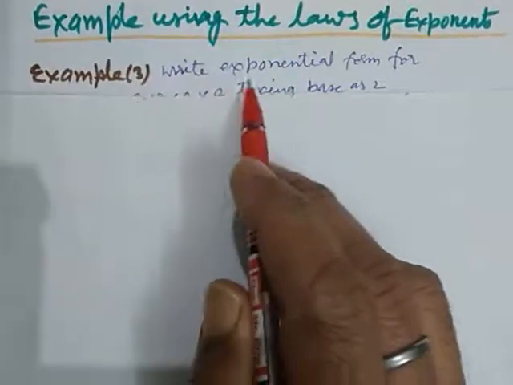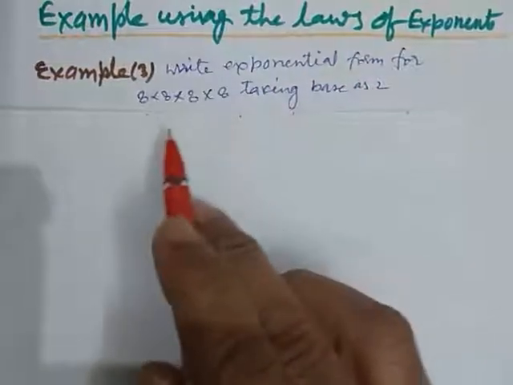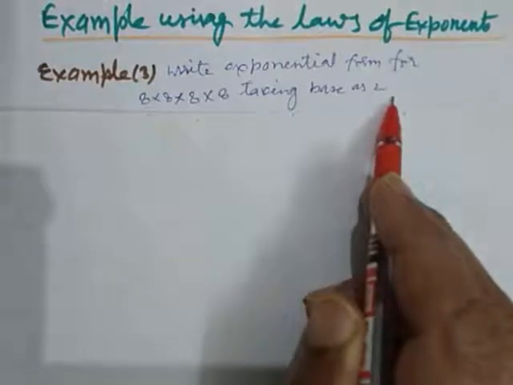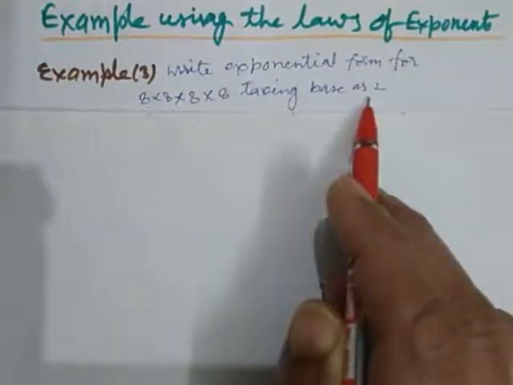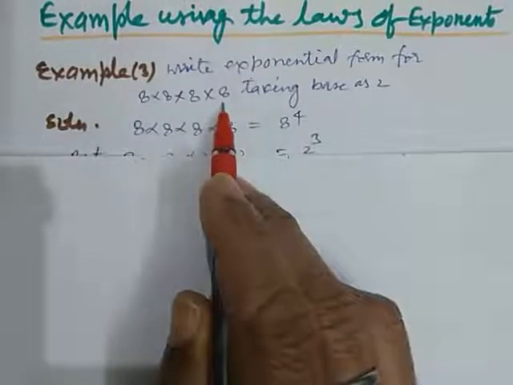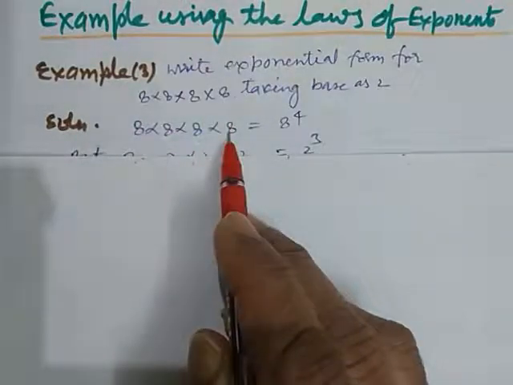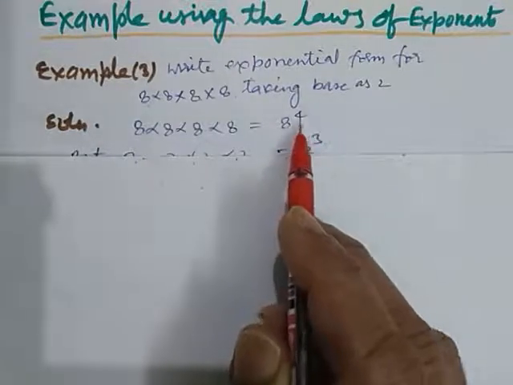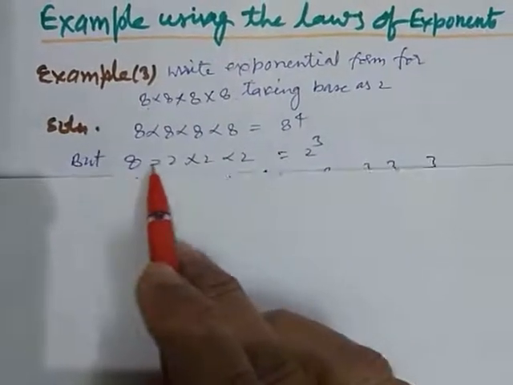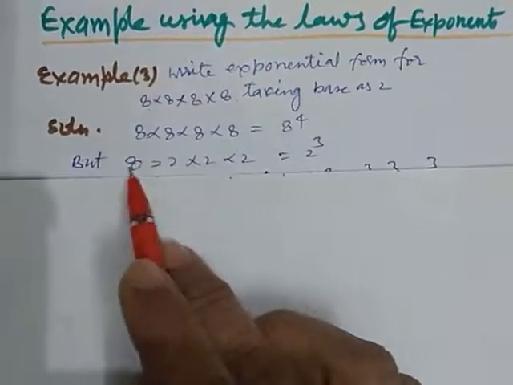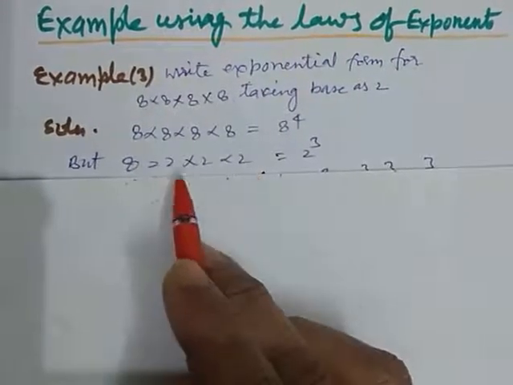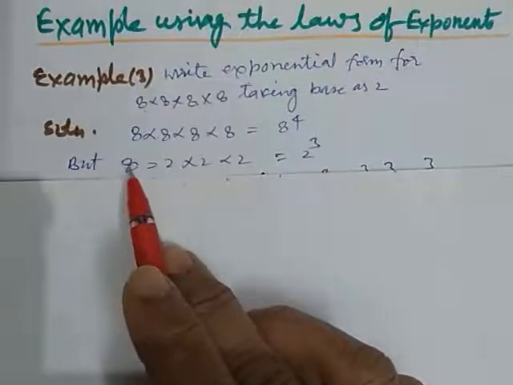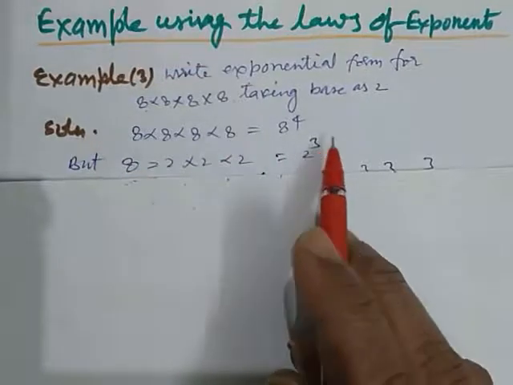Example 3. Write exponential form for 8 into 8 into 8 into 8 taking base as 2. We have to express this with base 2. First we take this. Here 8 is multiplied 4 times, so we can write this as 8 raised to the power 4. But we know 8 equals 2 into 2 into 2. By factorizing this we get 2 into 2 into 2, that is 2 raised to the power 3. So in the place of 8 we write 2 raised to the power 3.